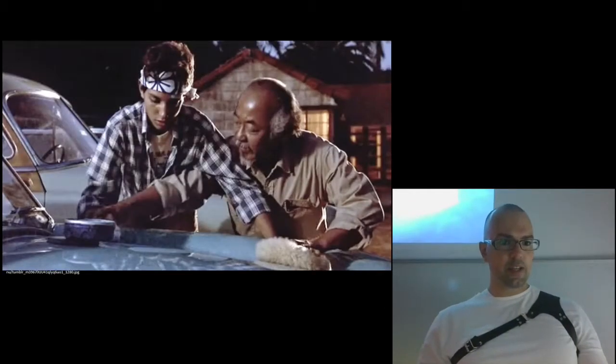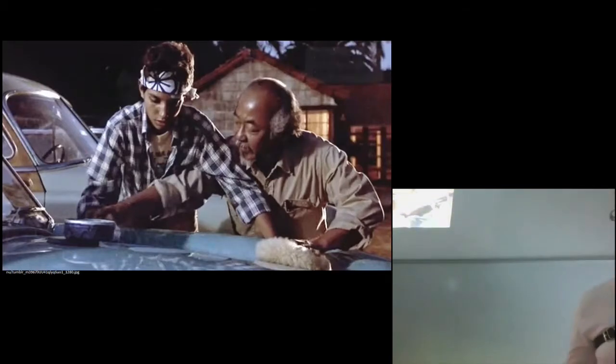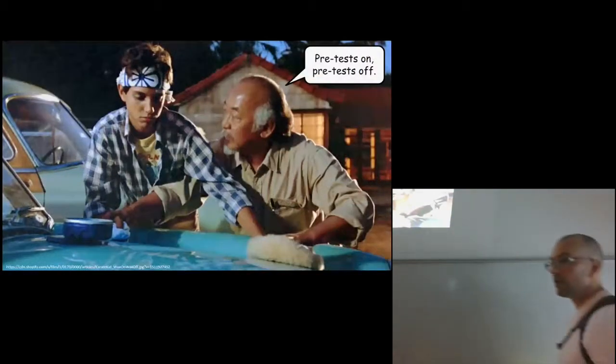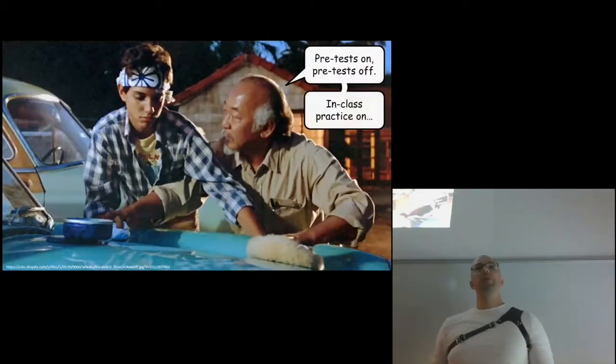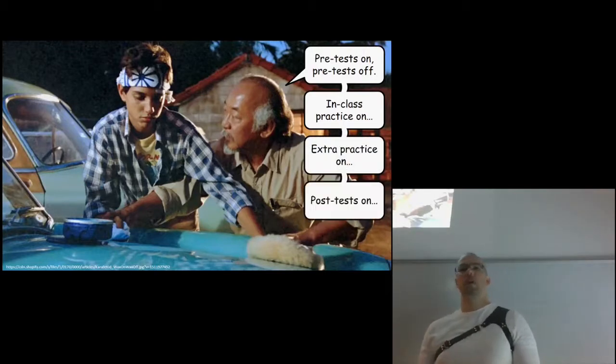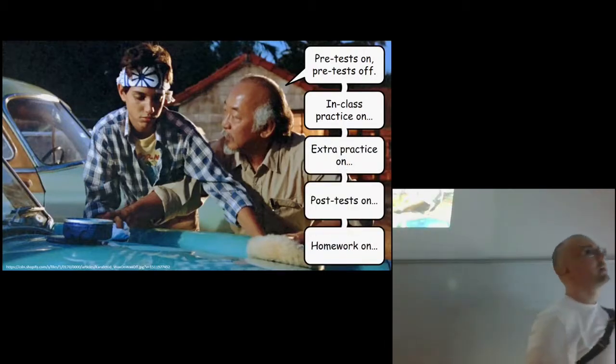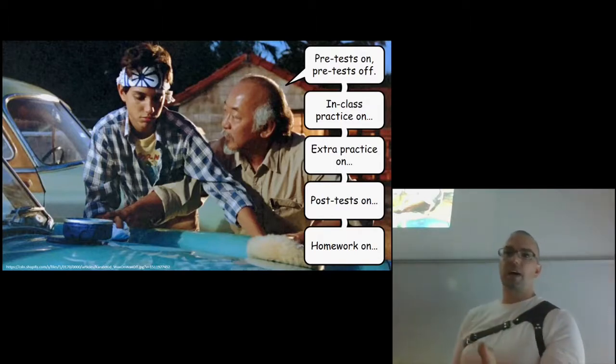So it's all building to a big conclusion. So Daniel was doing all these things. Maybe it didn't make sense to him. You're going to be doing things. Maybe you don't understand where we're going yet. So you're going to be doing pretests on. You're going to be doing pretests off. In-class practice on. Extra practice on. Post-tests on. Homework on. You're going to be doing a lot of things that might not look like we're really doing statistics. But in the end, what we're going for is what you're going to see here.